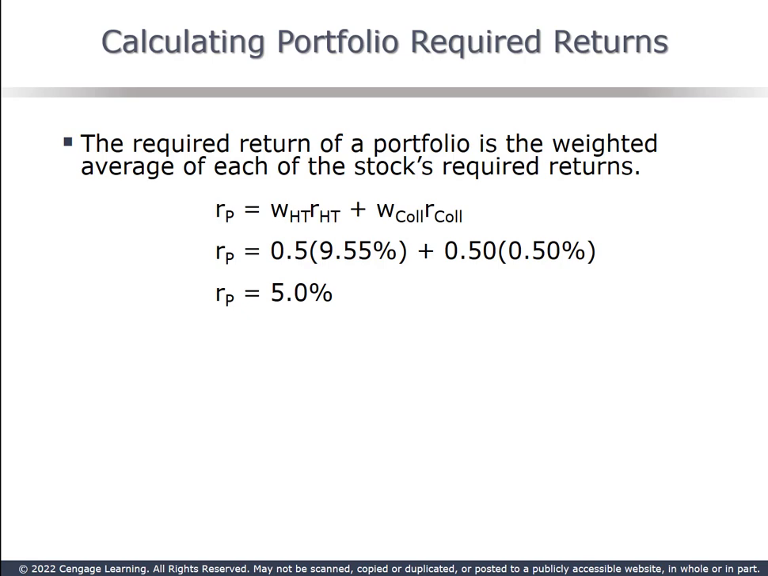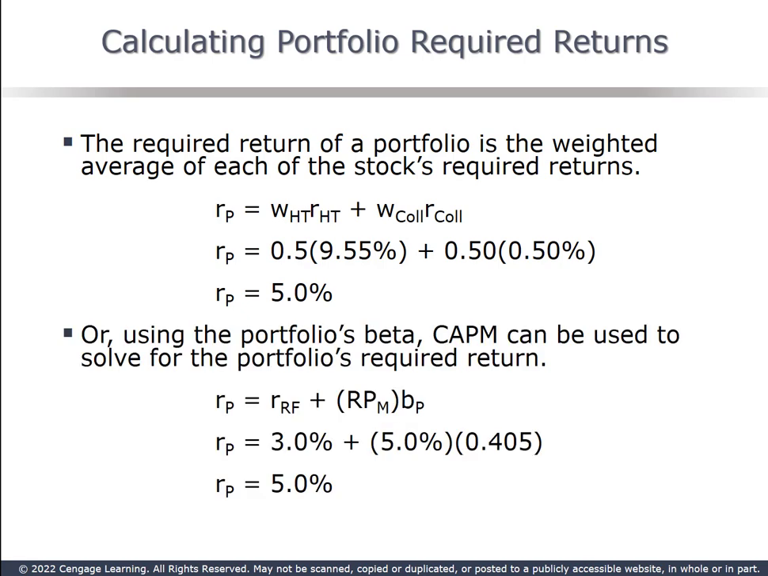We can find the required return on our portfolio in two ways. First, the required return of the portfolio is a weighted average of the required returns on the two assets. Since it's 50-50, it's a simple average. Second, we could use the portfolio beta in the CAPM equation. Same answer either way.